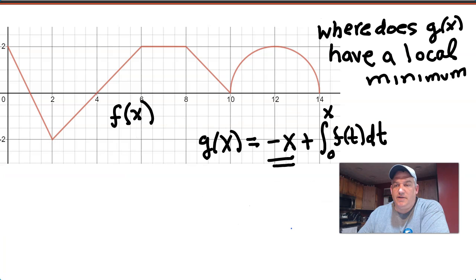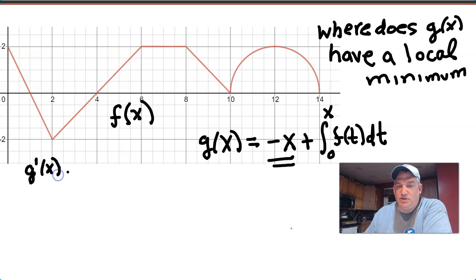So we're here trying to find where g of x, it's the same as the last problem, has a local minimum. Let's recall a local minimum occurs, first of all, at a critical point. So a critical point is when g prime of x doesn't exist or is equal to 0.